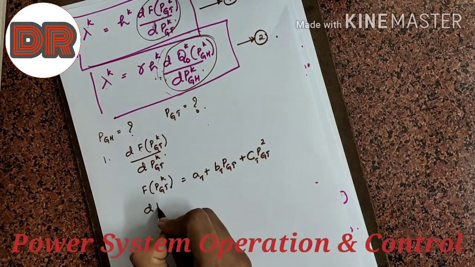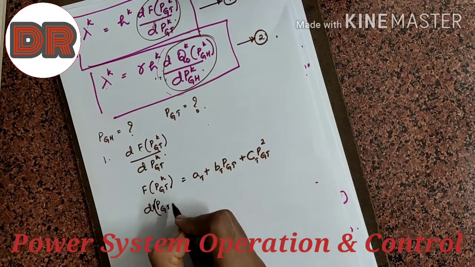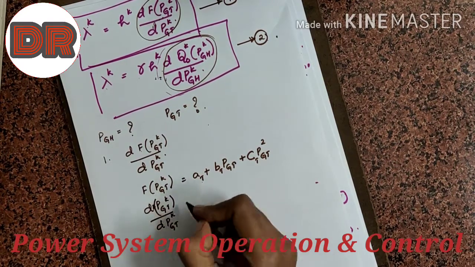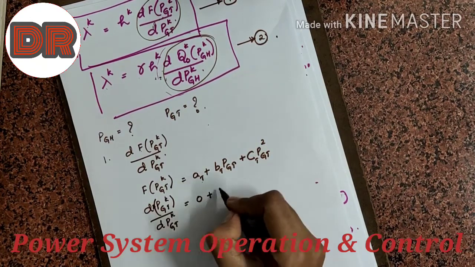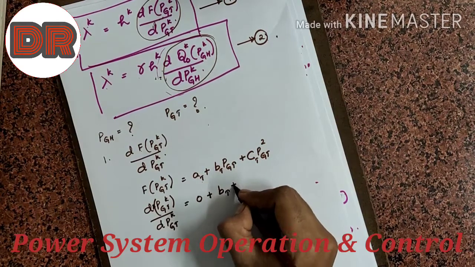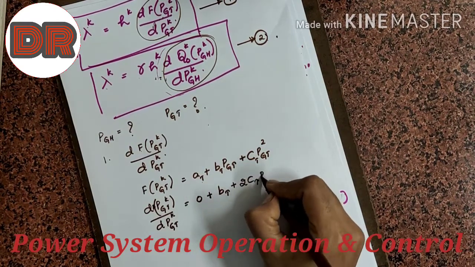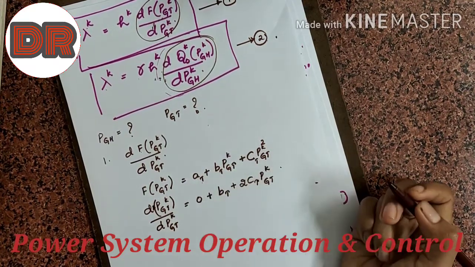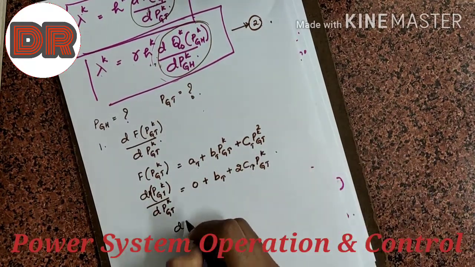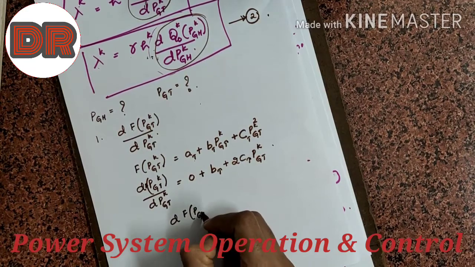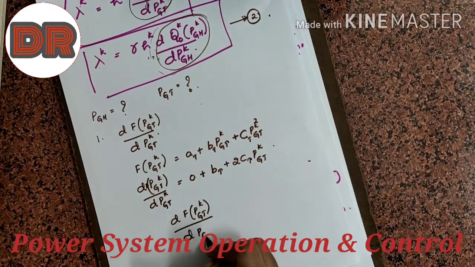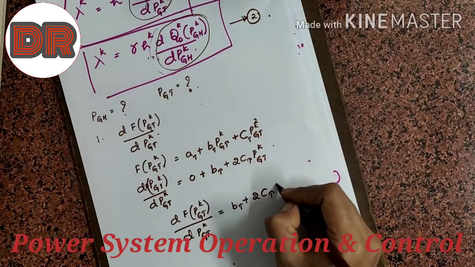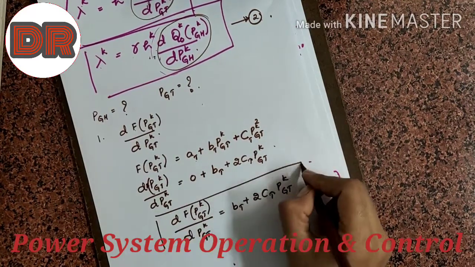Now if I do the differentiation of the cost function with respect to pGT, this becomes 0, this becomes BT, plus this becomes 2CT pGT K. So the differentiation of the function of pGT K with respect to pGT K gives us BT plus 2CT pGT K. This one has to be remembered.